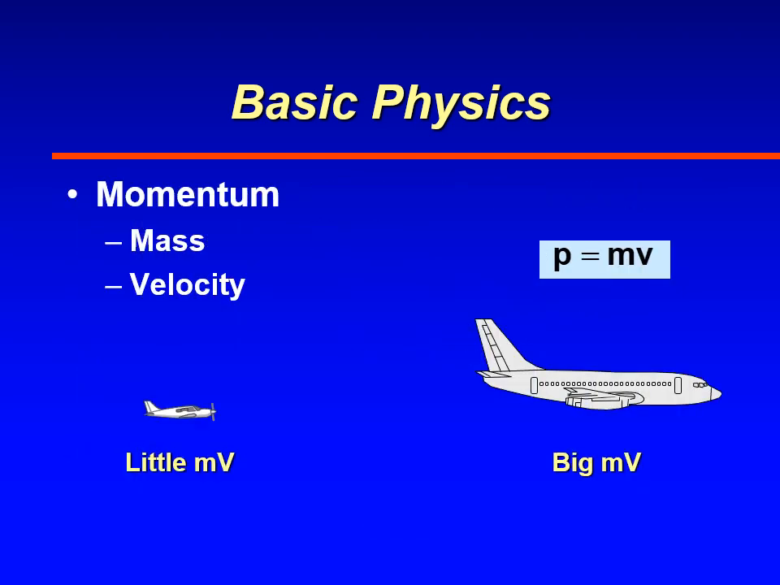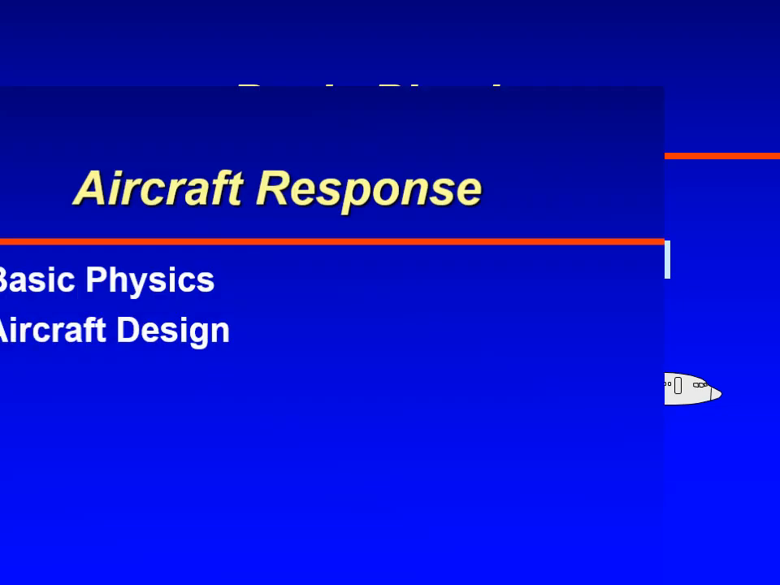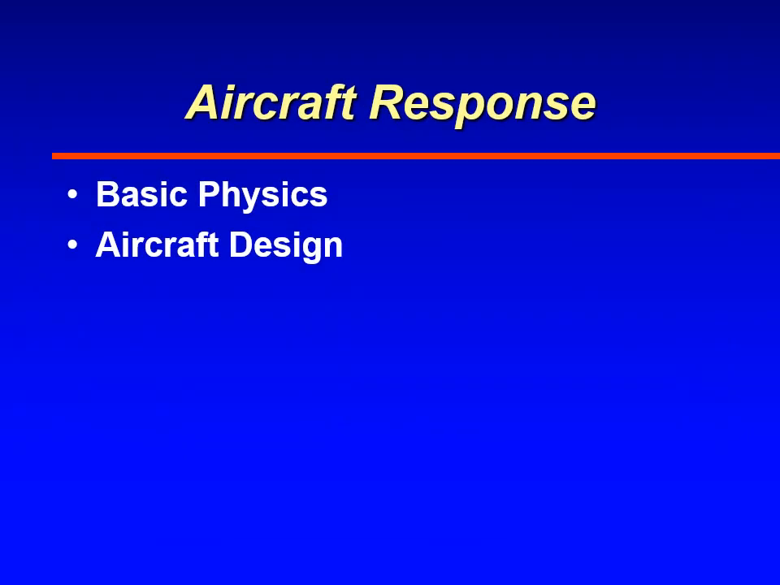So basically what this says is that objects that have mass and also velocity have momentum. Objects that have a lot of mass and great velocity have big momentum. Objects that have little mass and little velocity don't have much momentum. So that brings us to aircraft design.